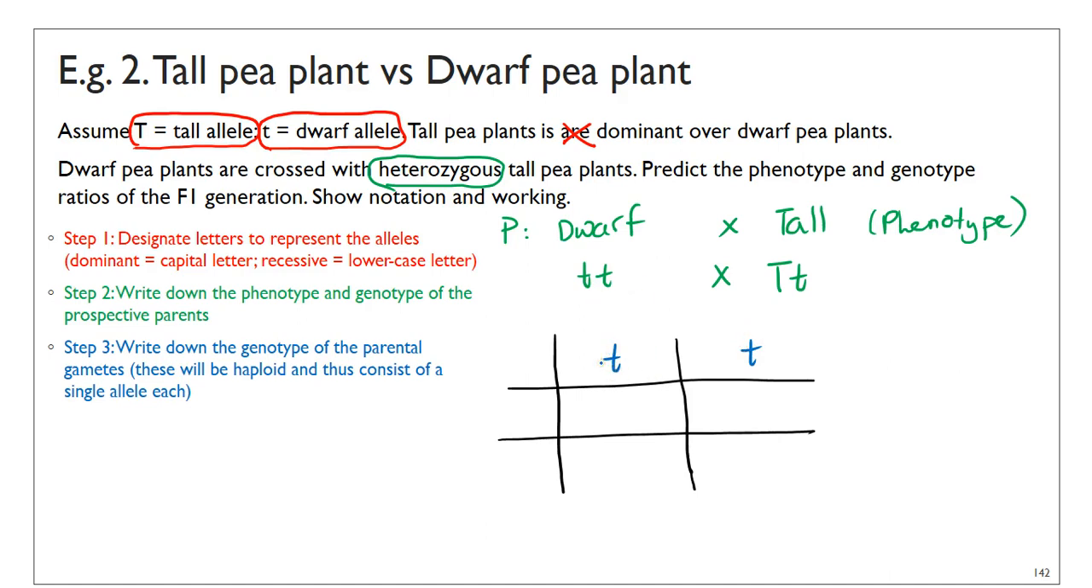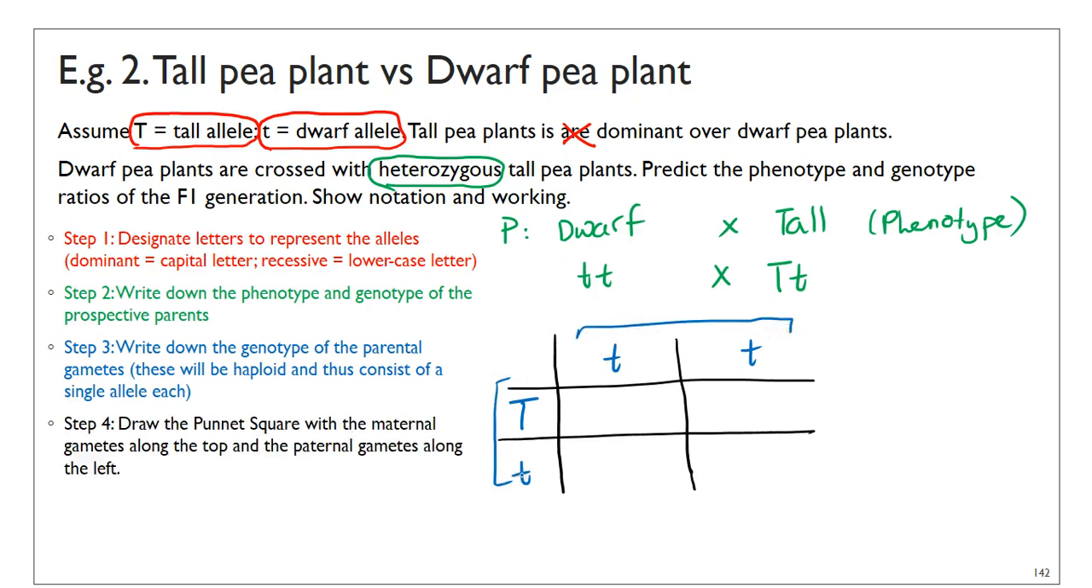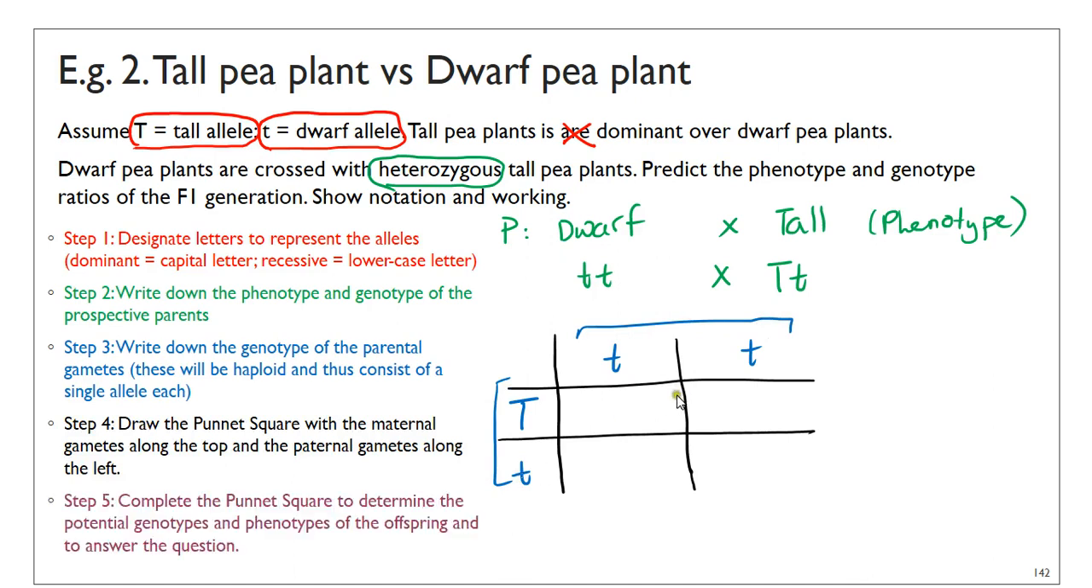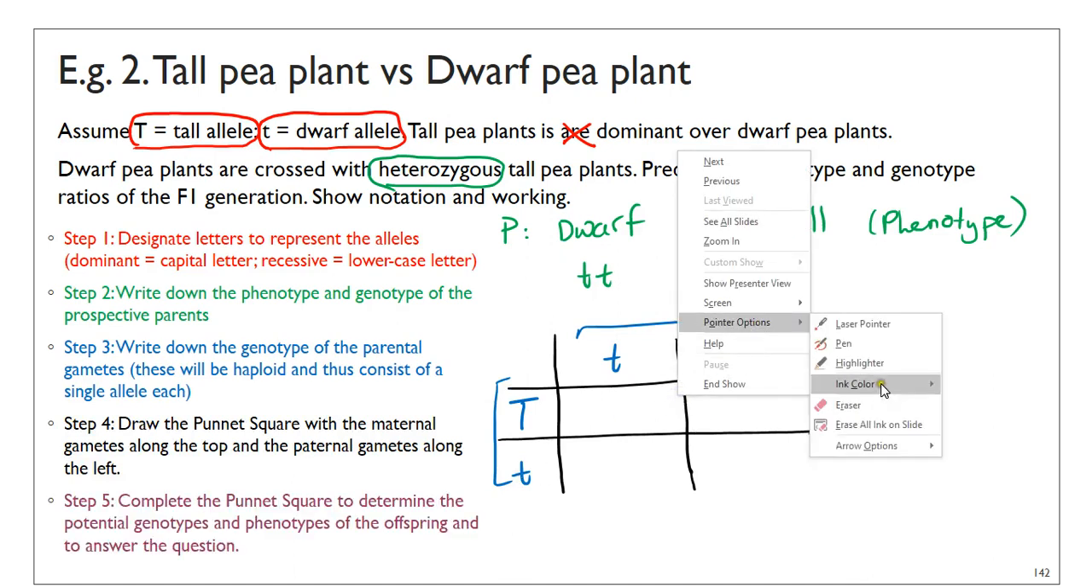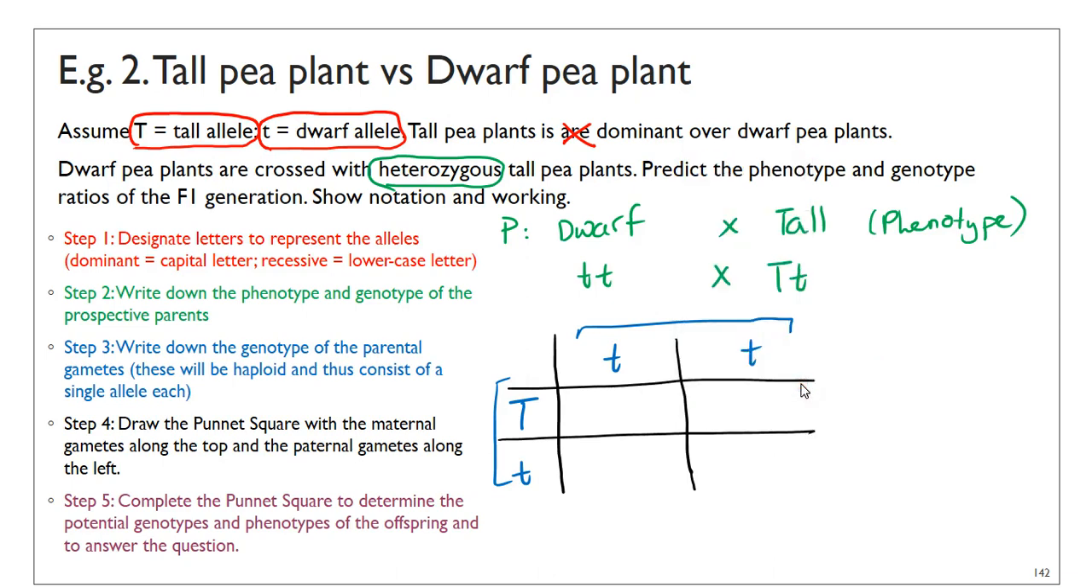And these gametes are produced via meiosis. The tall plant can either give uppercase T or lowercase t. So these are the gametes from the dwarf plant and this is from the tall plant. And then draw your Punnett square. From here, I can work out the potential genotypes of the offspring. So you could have uppercase T lowercase t, like so, and then lowercase t lowercase t. These are the possible allele combinations of the offspring.